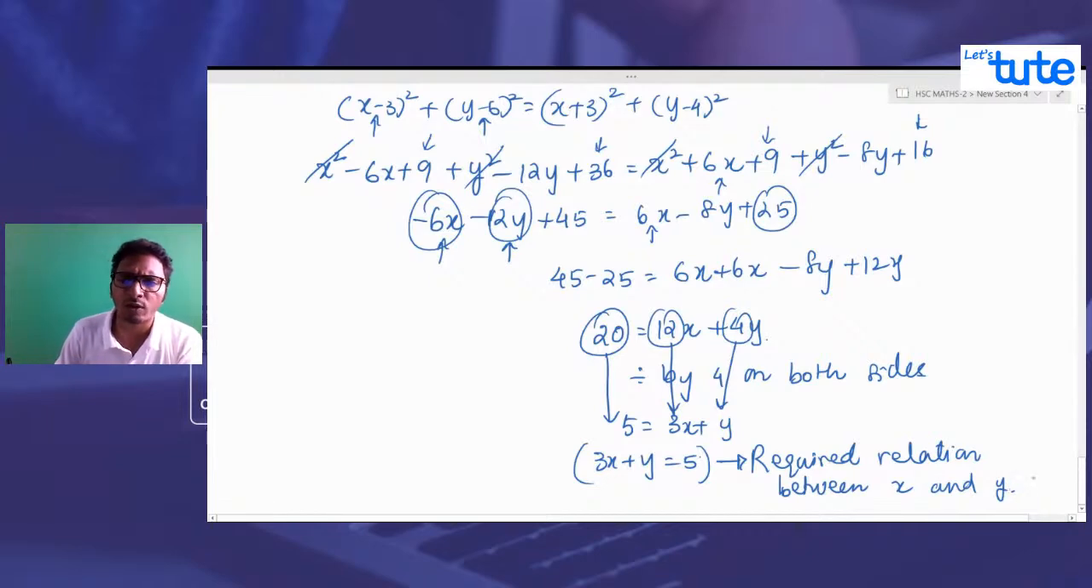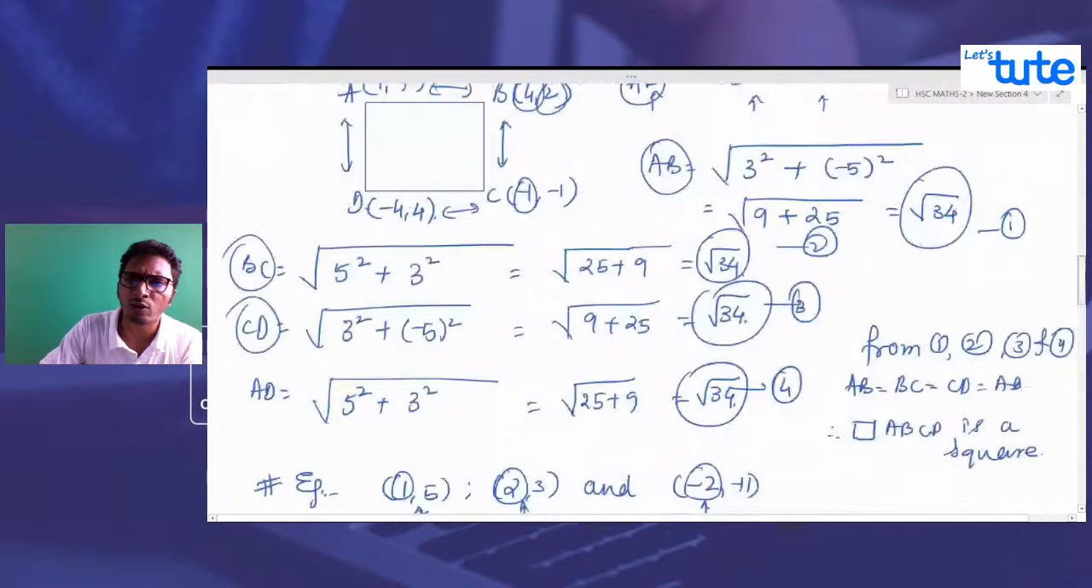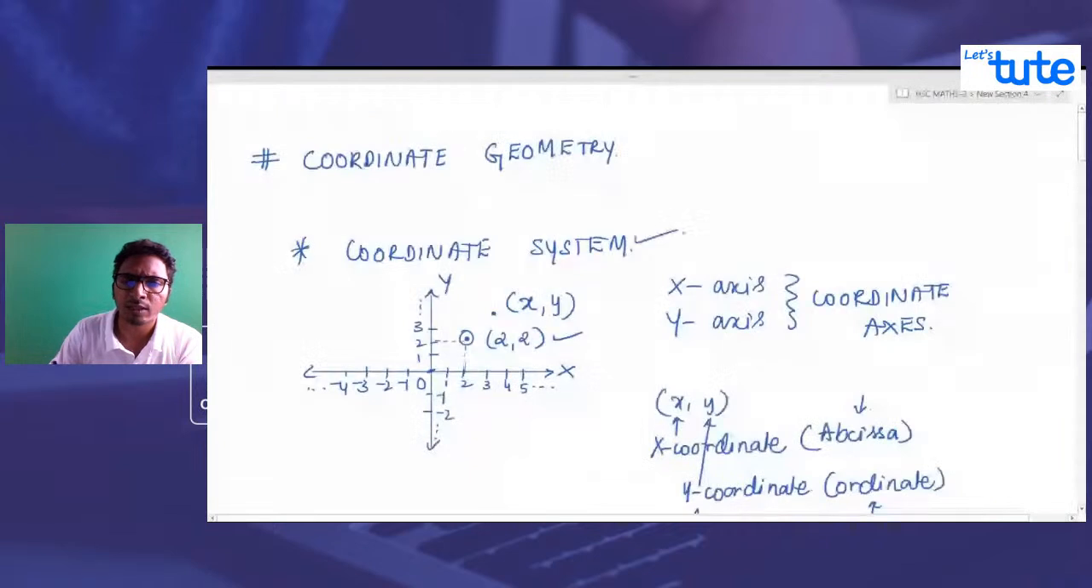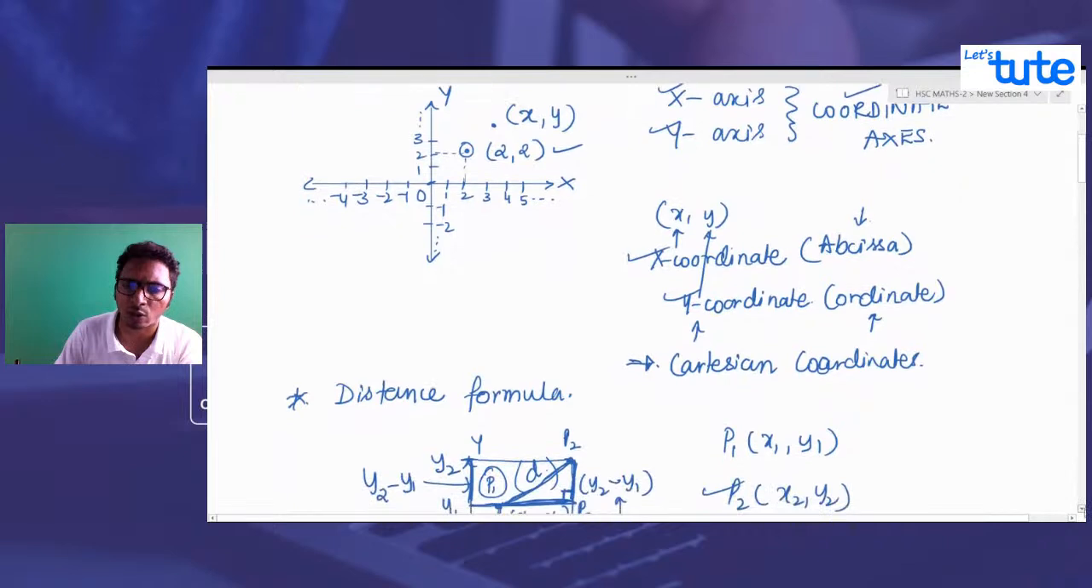So hope you understood. Let us just go through all the things we learned today. We have seen what a coordinate system is. A system is created by the x-axis and y-axis because we are talking about two-dimensional geometry, and they are called the coordinate axes. Any point on the coordinate axes we take as x and y, because we generally tell the location of the point with respect to the x-axis and y-axis, and that is called the x coordinate and y coordinate. The x coordinate is the abscissa, the y coordinate is the ordinate, and together they are called Cartesian coordinates.